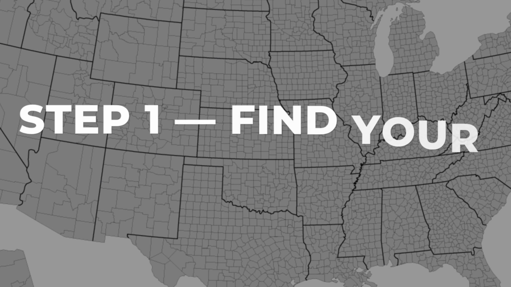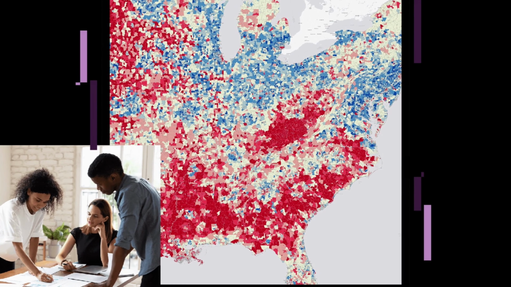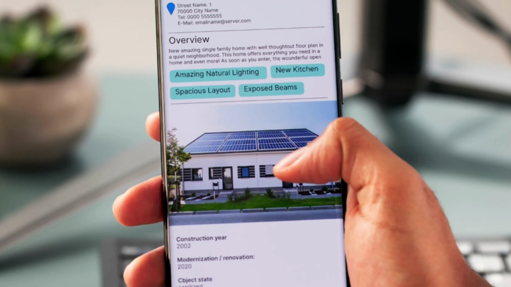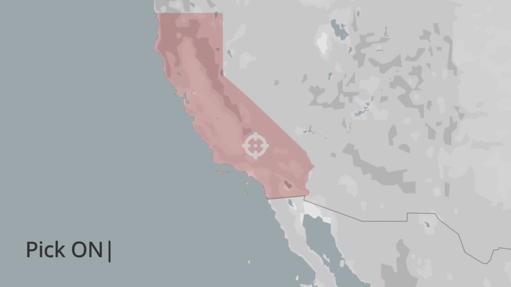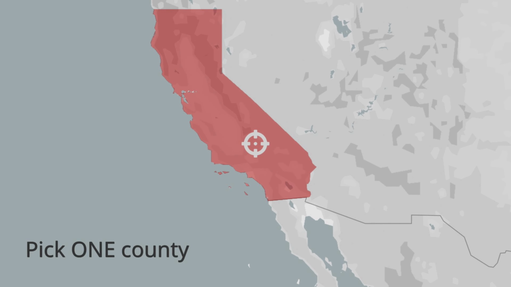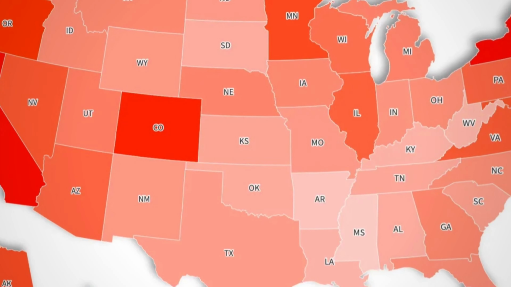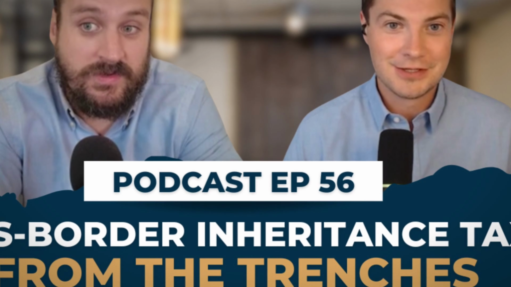Step 1. Find your target county. Before you find any property, you need to decide where you're looking. This sounds obvious. Most people skip it anyway. Pick one county, just one. Not a state, not a region. One specific county, ideally in one of the affordable states we covered in our last video.